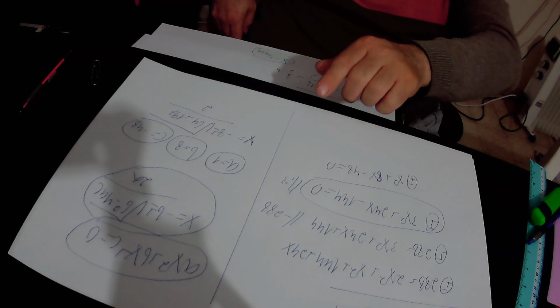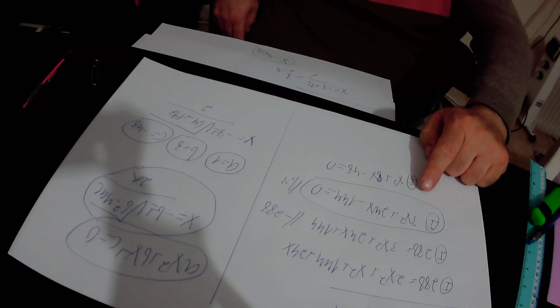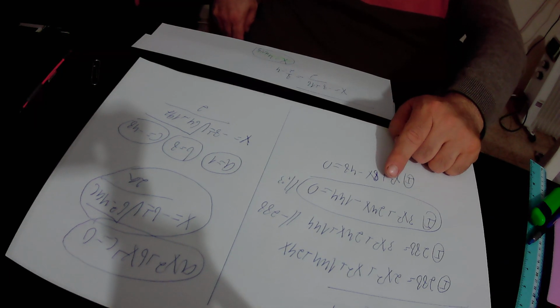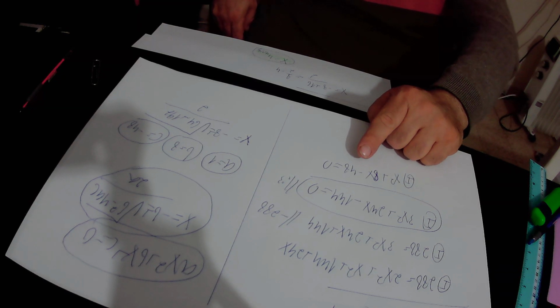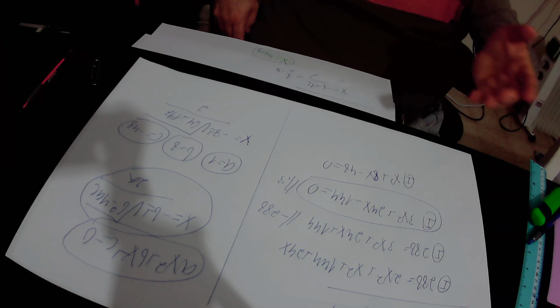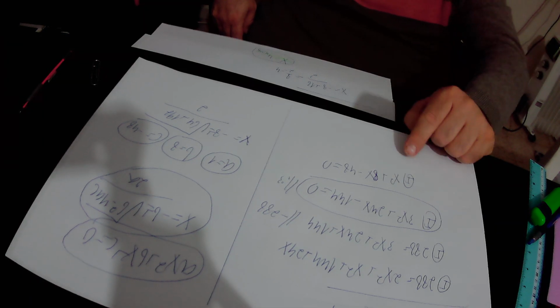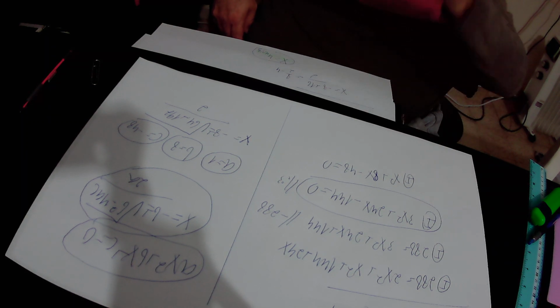Here we divided this quadratic equation by 3, and we finally found out that 3x squared over 3 is x squared, and 24x over 3 is 8x, and minus 144 over 3 is minus 48. So we got the quadratic equation x squared plus 8x minus 48 equals 0.